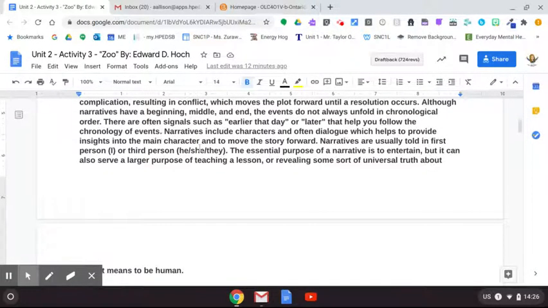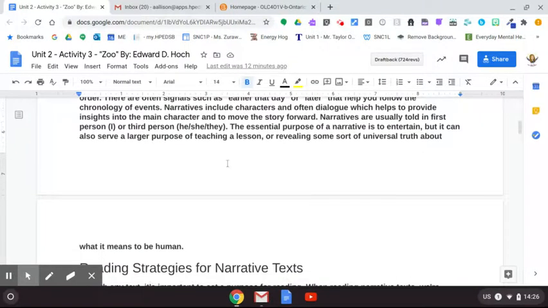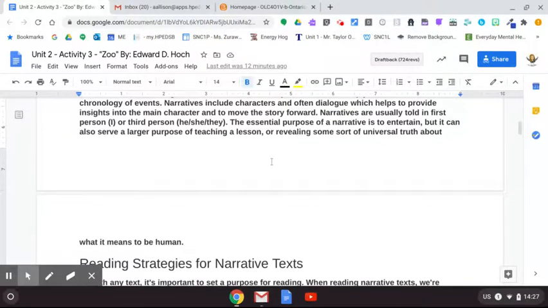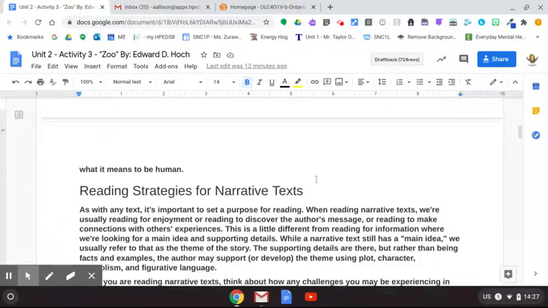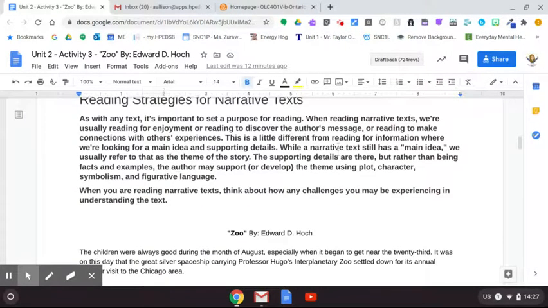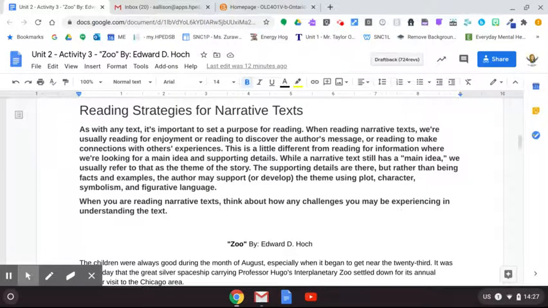So what do narratives do? They also include characters and dialogues that help to provide insight into a main character and move the story forward. They're usually told in first person, so I, or third person, he, she, or they. So what is the main purpose of a narrative story? It's basically to entertain, or sometimes it can be about teaching you a lesson or revealing some sort of universal truth.